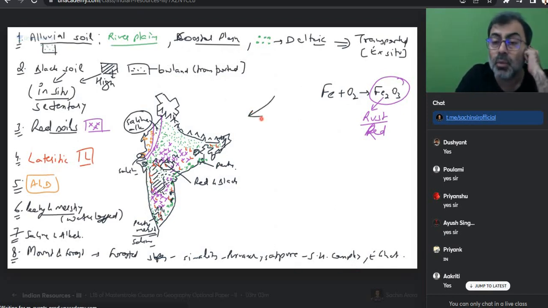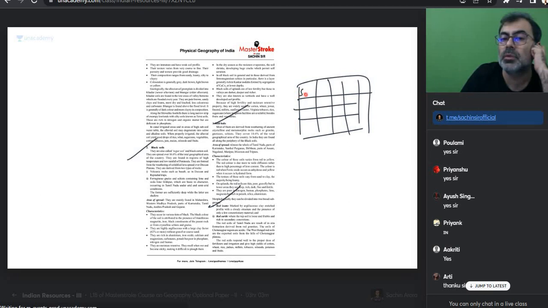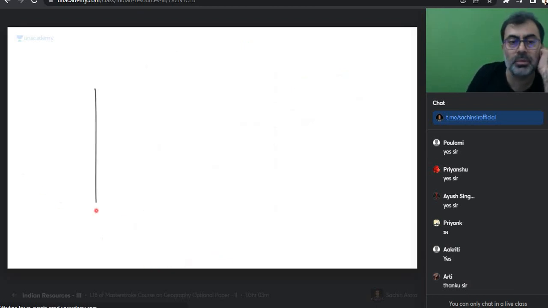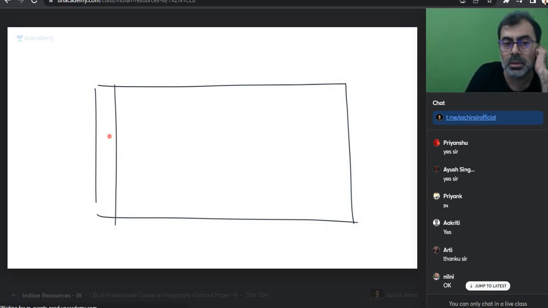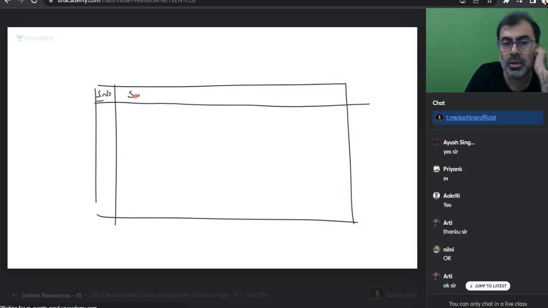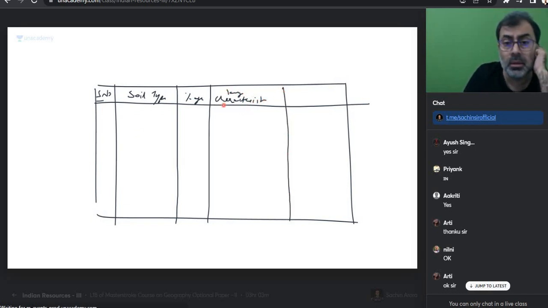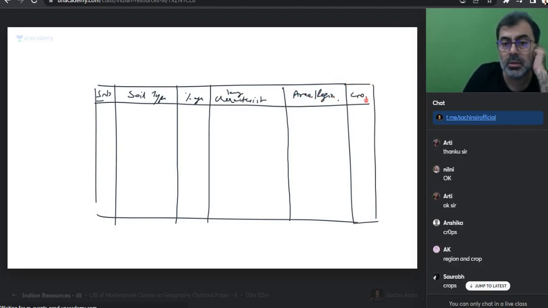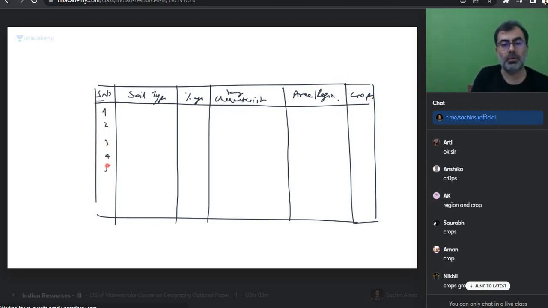Get that? What is your homework now? Your homework is make this table. Soil. Get that? Its percentage, its nutrients, its regions, and its crops. सर, अब जल्दी कर लो. Don't worry. टेबल बनाओ. Serial number, soil type, its percentage area, its key characteristics, और क्या था हमारा? Area or regions. Last is crops. 1, 2, 3, 4, 5, 6, 7, 8.